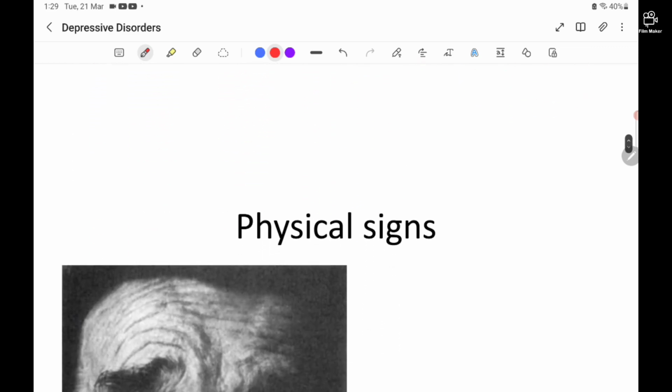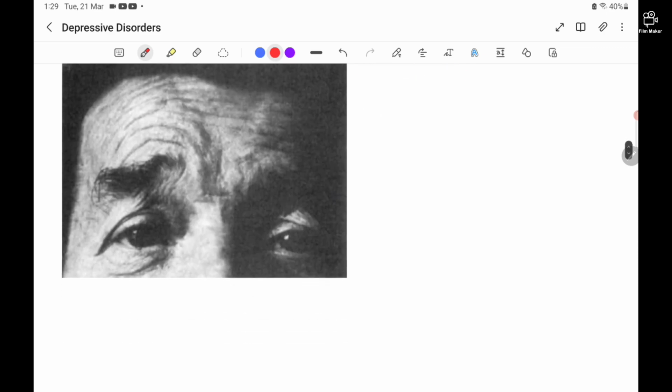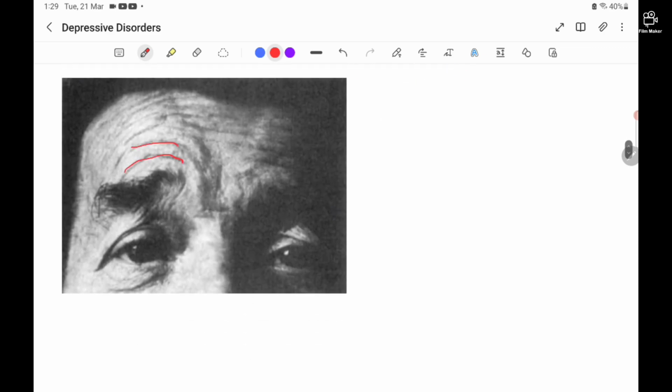Now we come to physical signs. In physical signs, two things are seen. One is the Veraguth fold and another is the omega sign. So this is basically the Veraguth fold. Just for general knowledge, this was first described by Charles Darwin.